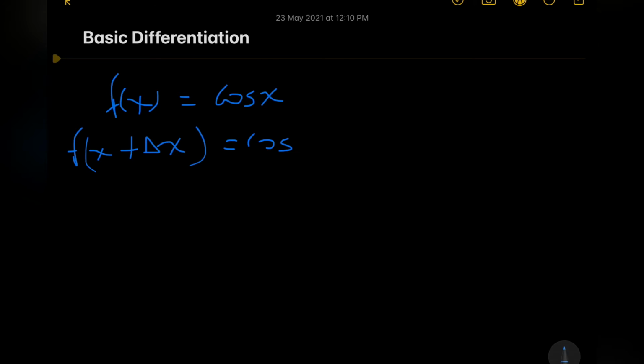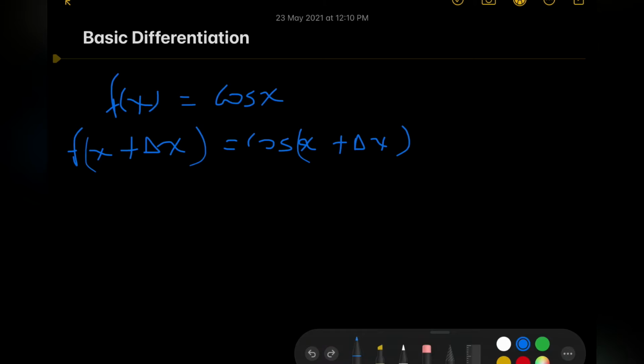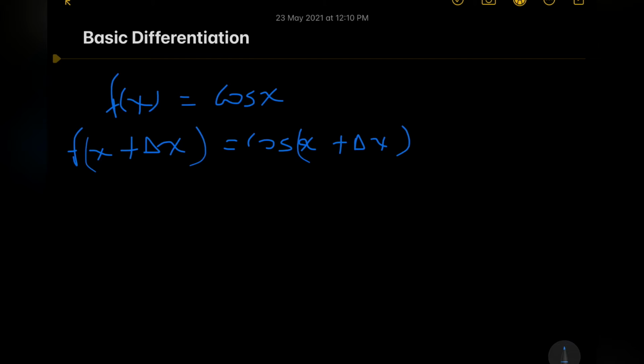f of x is our function, which is our first step. We identify that our function is cos x. Afterwards, we add a small change to x, so cos of x plus delta x. After this, we subtract cos x from what we have here and divide that by the small change in x.